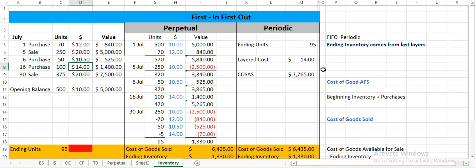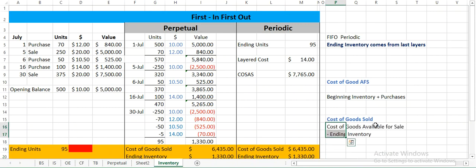And so we calculate that, and of course, cost of goods available for sale minus ending inventory is our cost of goods sold calculation, and we should all know that cost of goods available for sale is beginning inventory plus purchases. That's the value, which is where we got all of this from. 500 plus the 840 a purchase, plus the 525 a purchase, plus the 1,400 a purchase, which gave us this amount, and we took that away from what we calculated as ending inventory to be cost of goods sold. And so that's the FIFO method of inventory valuation.